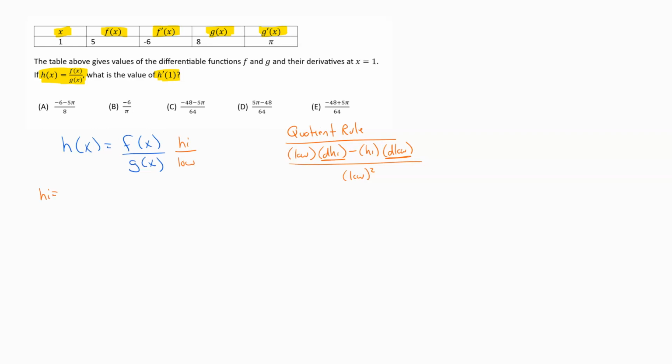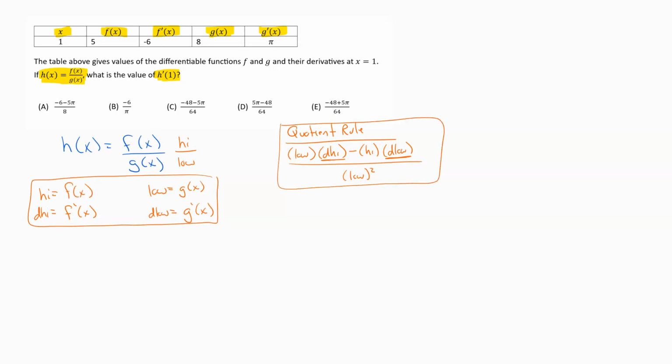So if I break these out into their bite-sized little math problems, the high is f of x, the low is g of x. Well, to get my d high, the derivative of the high, this is really just a notation game. The derivative of f of x is f prime of x. To grab my d low, again, just a notation game. The derivative of g of x would be g prime of x. So now that I've got all of my ingredients, I am now ready to follow my quotient rule recipe.